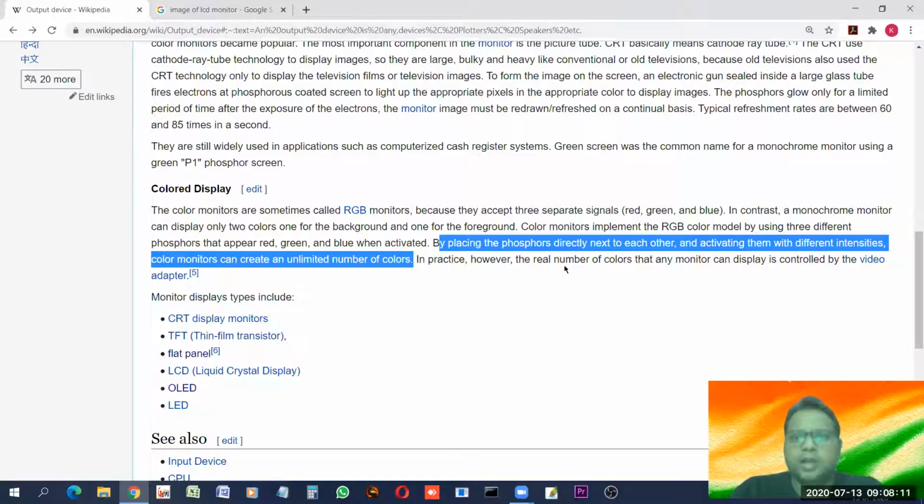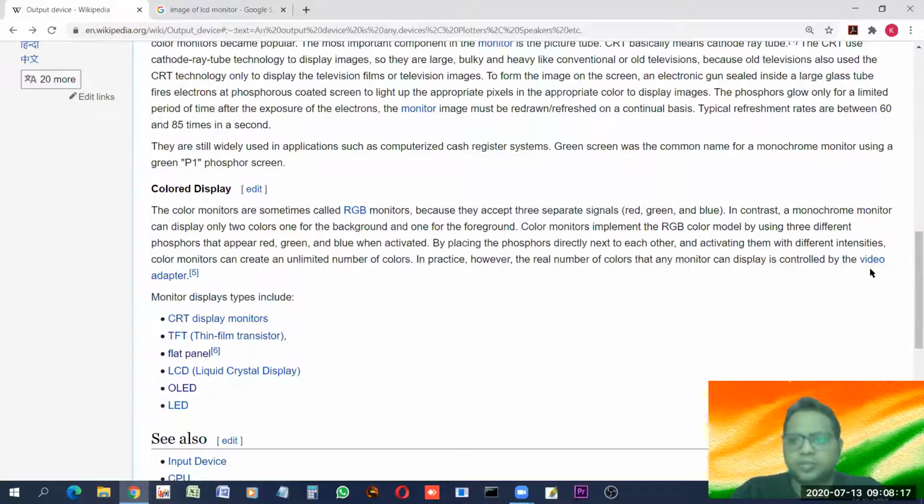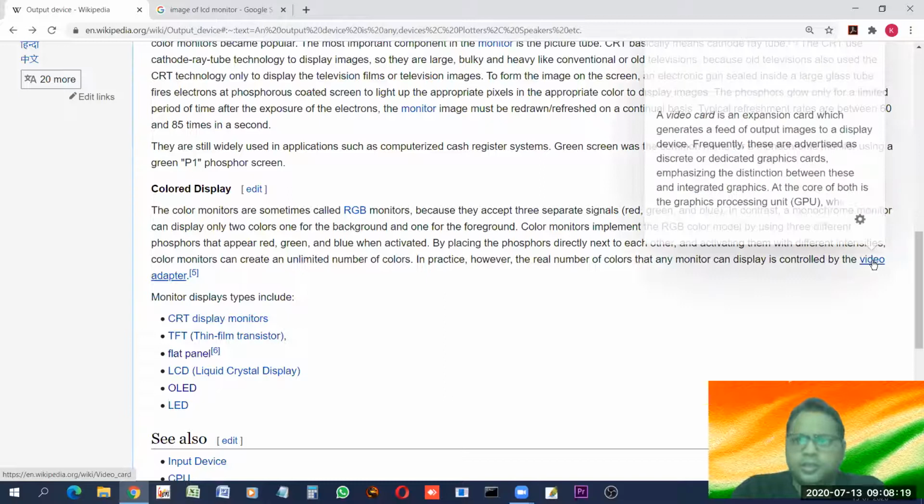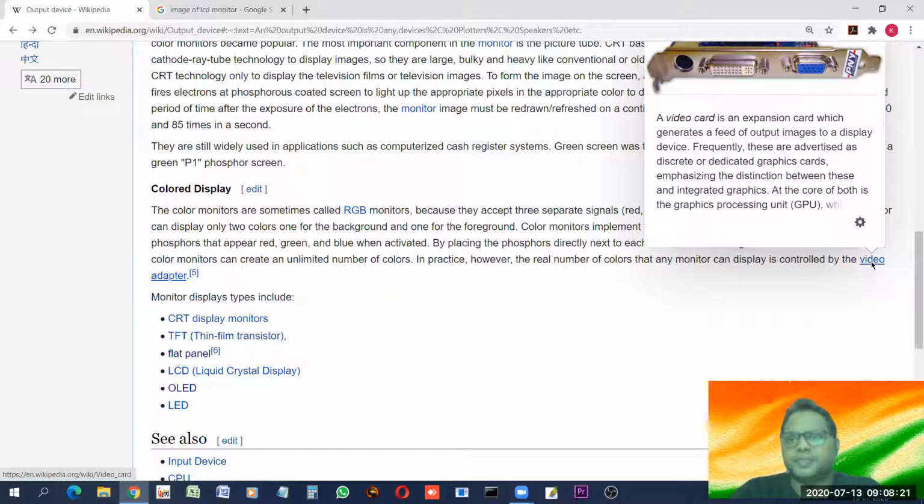In practice, however, the real number of colors that any monitor can display is controlled by the video adapter. The video adapter is something which controls the color. Okay, so this is the video card which controls everything.